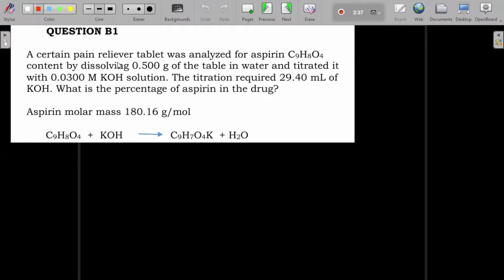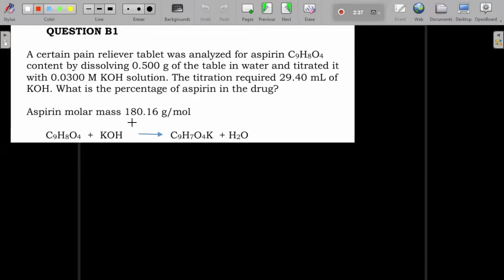They're saying a certain pain reliever tablet was analyzed for aspirin content by dissolving 0.5 grams of the tablet in water and titrated it with 0.0300 molar potassium hydroxide solution. The titration required 29.40 milliliters of potassium hydroxide. What is the percentage of aspirin in the drug?